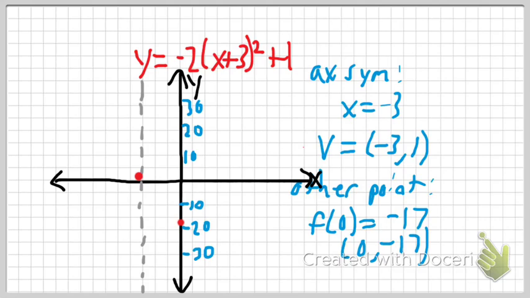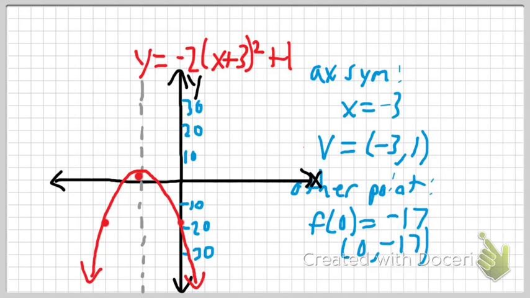So there's the vertex and the y-intercept, and we're going to reflect the y-intercept in the axis of symmetry. So that's going to be at (-6, -17). Then you can go ahead and make your parabola, and that's how you graph a parabola when the equation is written in turning point form.